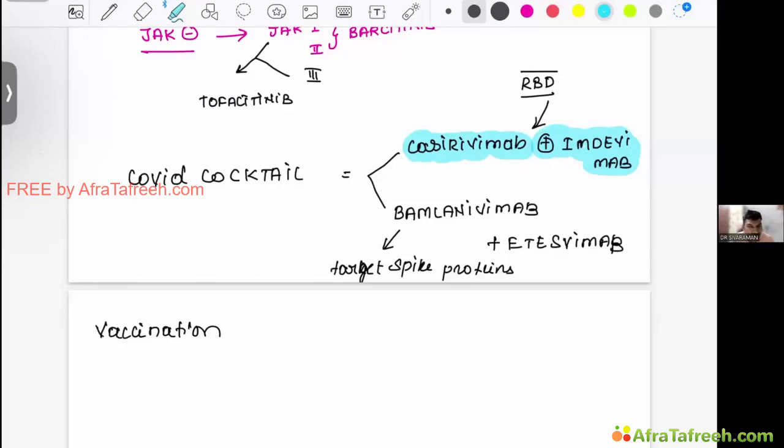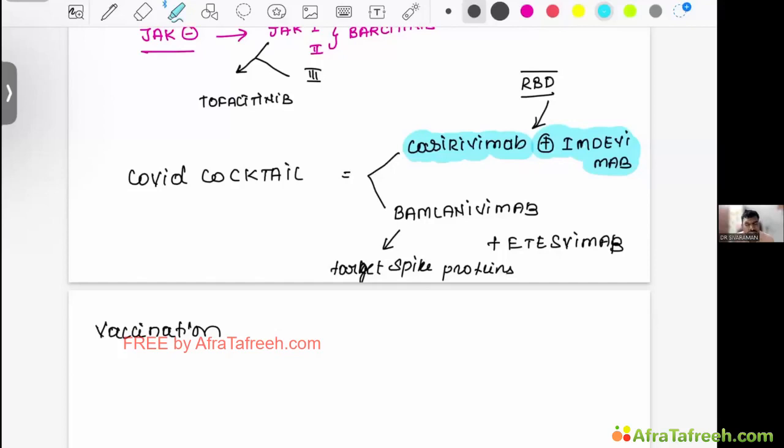There was something called convalescent plasma, which was tried in these patients during COVID time, and after a few weeks they withdrew it. Convalescent plasma means blood is taken from a patient who already recovered from COVID, and their plasma is transfused to the infected person. The antibodies in the plasma will prevent or counteract the infection. But then they told it is not useful, and they withdrew it.